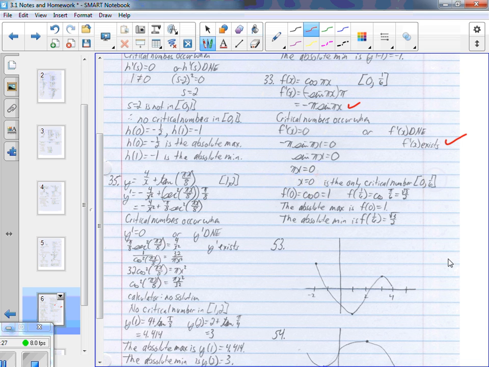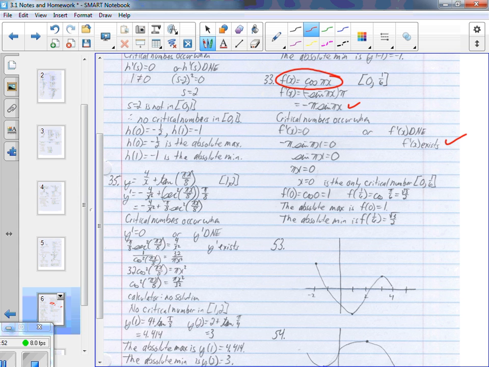So I go back to the original function, not the derivative, put a 0 in for x, so that'd be the cosine of 0, which is 1, so f of 0 equals 1. Put in a 1/6 for x, so that's the cosine of pi over 6, which is radical 3 over 2. Well, 1 is bigger than radical 3 over 2. And look, I know that without doing a whole lot of figuring, don't I?